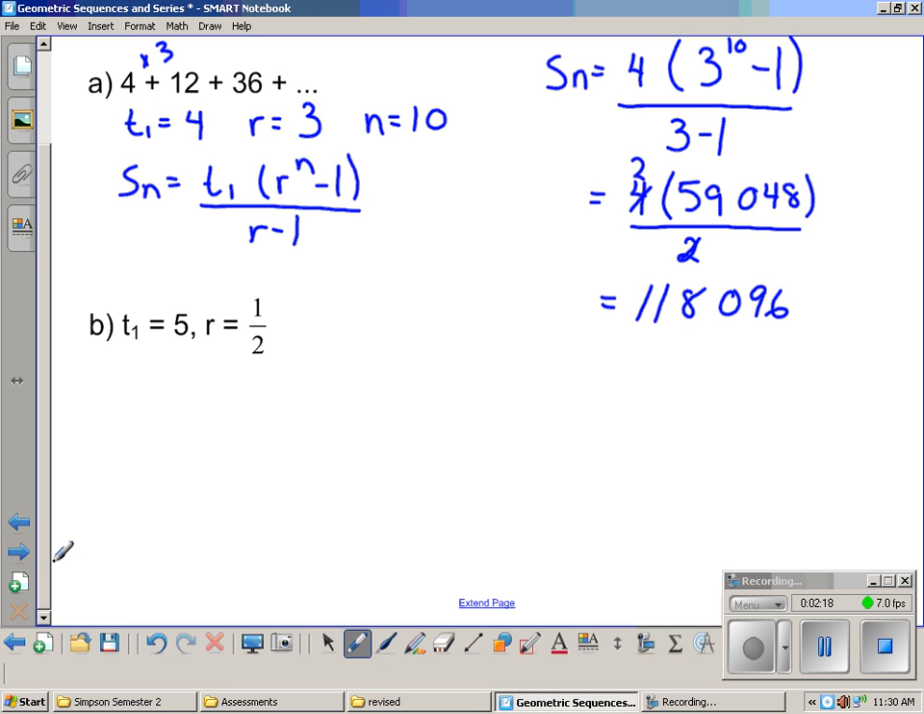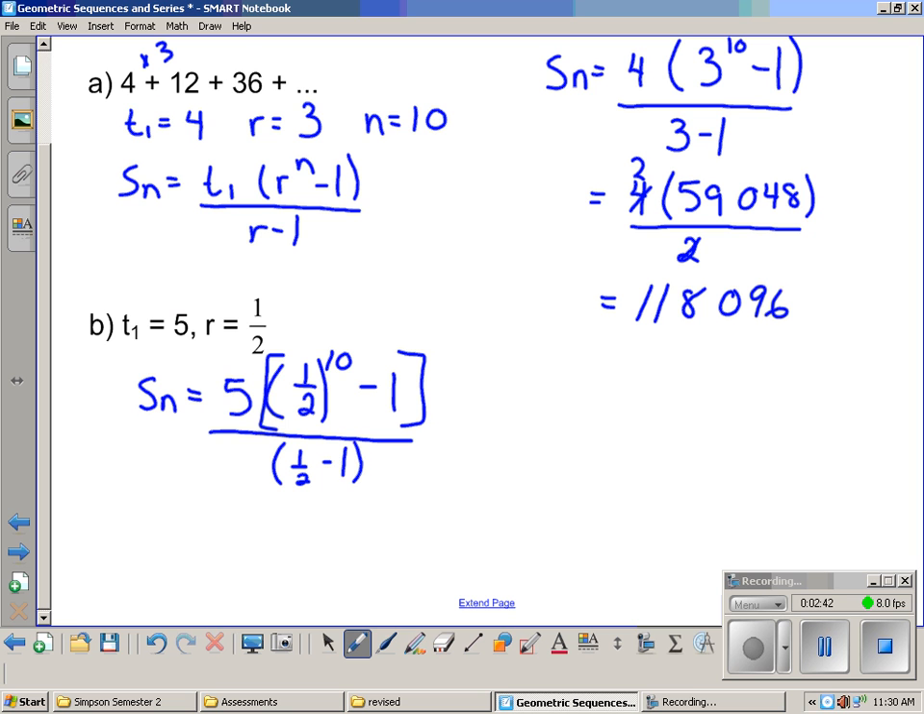Second example, same idea. So substituting into our Sn formula, T1 is 5 times r, which is 1/2, to the n, we've said that we're doing the first 10 terms again, minus 1. Sorry, I need some brackets in here. All over r, which is 1/2 minus 1. So in the top, we end up with 5 times 1/2 to the power of 10 works out to 1 over 1,024. Subtract 1. All over 1/2 minus 1 is negative 1/2.